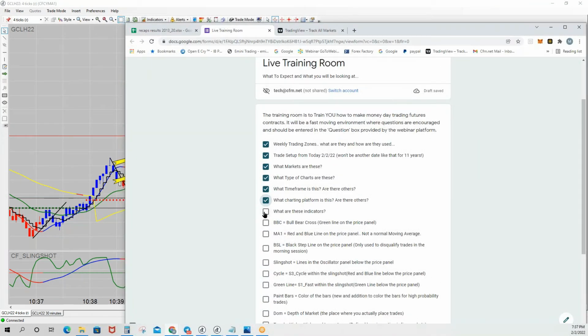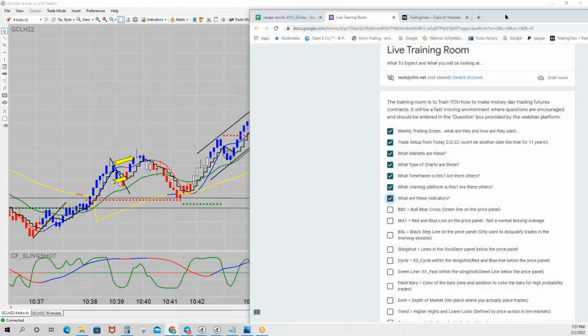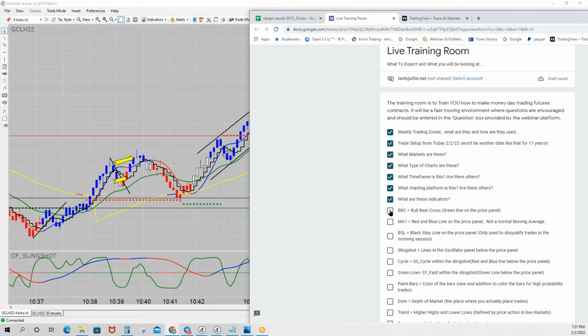Now, those are what the indicators are. I didn't go through all of the indicators yet, but I went through a couple of them, just the ones that are up here. The BBC is the green line right here. Here, let me slide this over a little bit. The BBC is the green line right here. The MA1, I said, is the red and blue line right here. The black step line is right here.